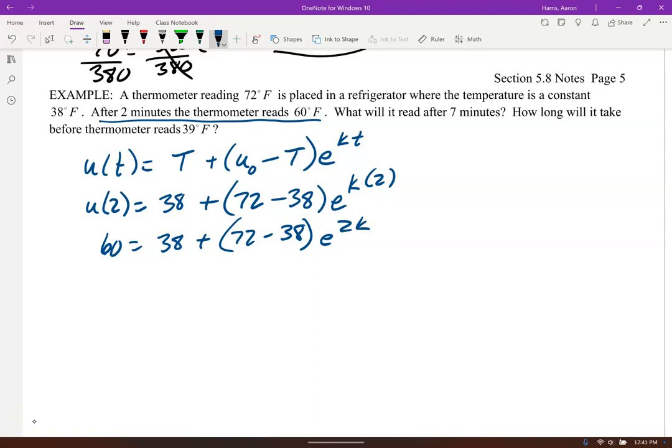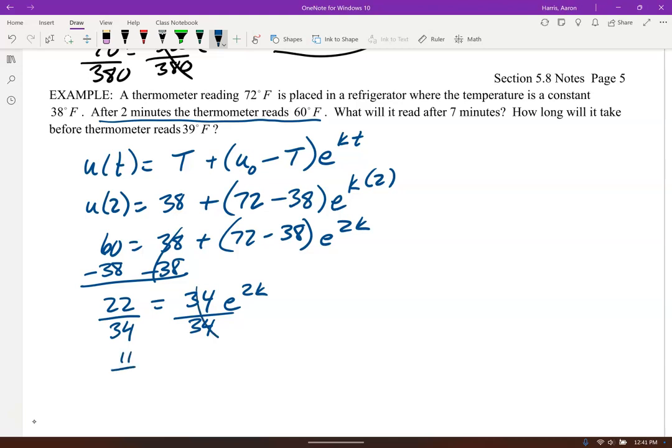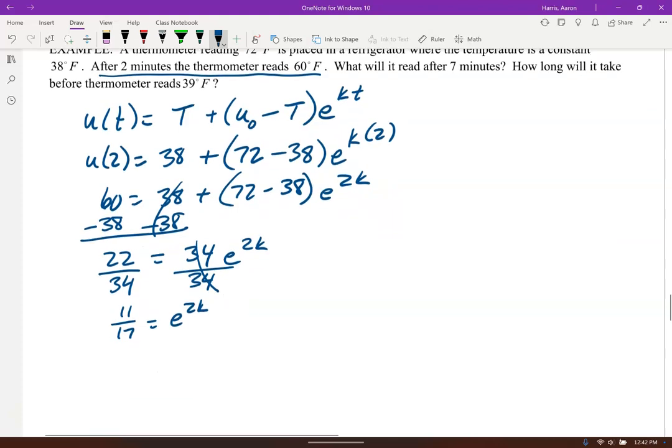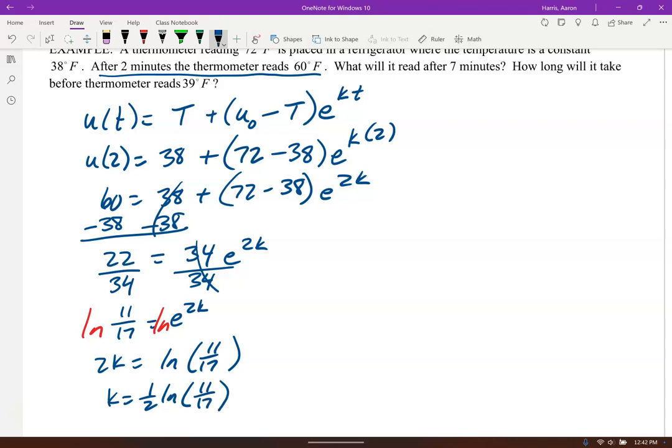So let's solve for our cooling rate here. Well, 72 minus 38 is 34. Let me subtract 38 on both sides first. So 22 equals 34 e to the 2k. Divide both sides by 34, and we've got 11 over 17 equals e to the 2k. And I take the ln of both sides. So I have 2k, since ln of e to the 2k is just 2k, equals the ln of 11 17ths. Take half of that, divide by 2. There's our cooling constant.